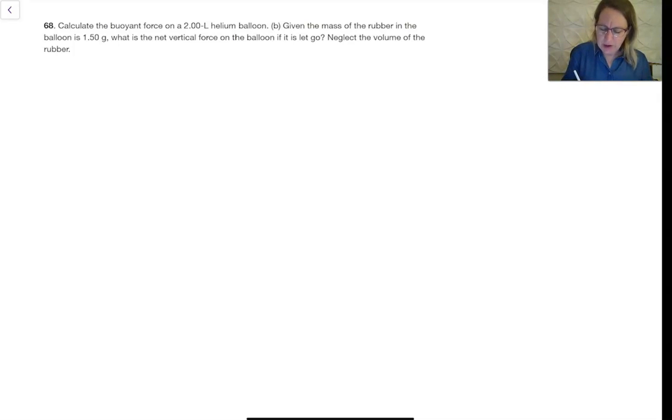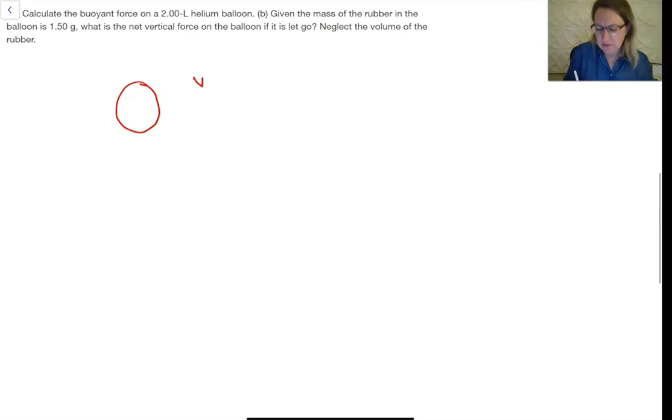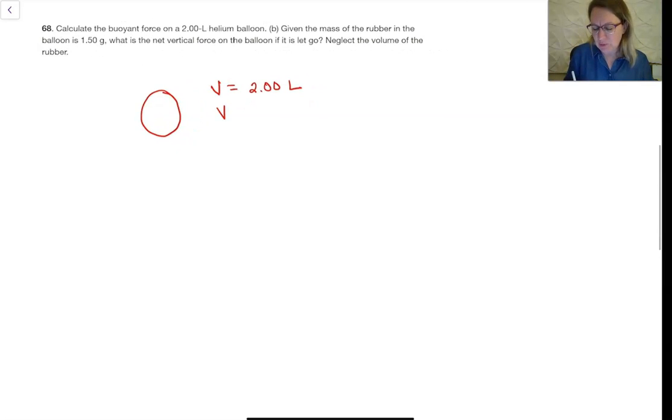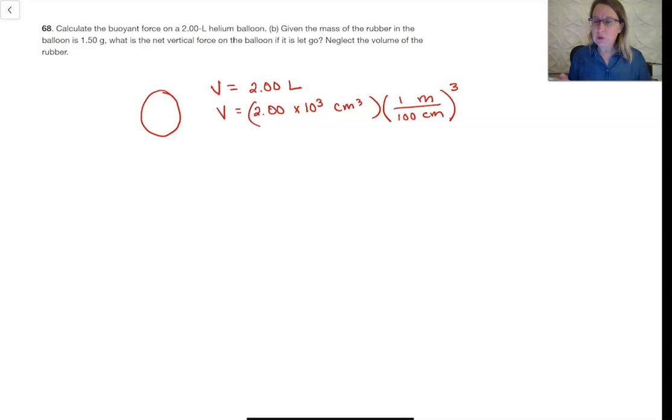So here we're asked to find the buoyant force on a balloon where the volume is given by 2 liters, which we're going to have to convert into MKS units to do much with it. So we're going to say 2 times 10 to the third cubic centimeters, and then to take that into meters, notice we want meters on top, we have centimeters on the bottom. To get rid of 3, we've got to cube it. So it actually is not just dividing by 100. You got to watch those units. So your V actually becomes 0.002 cubic meters.